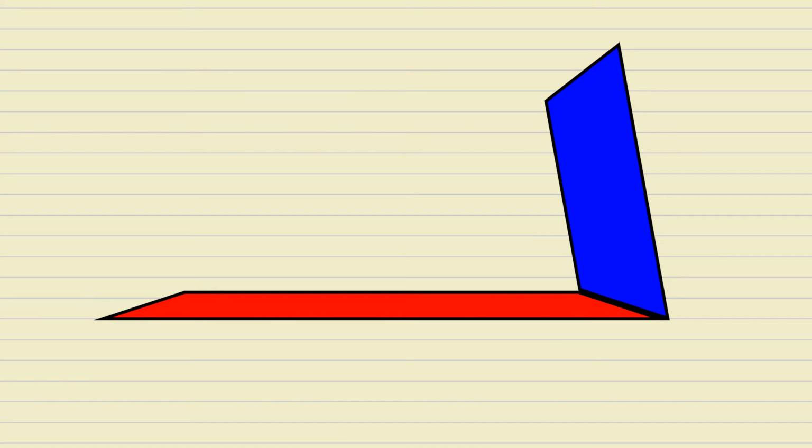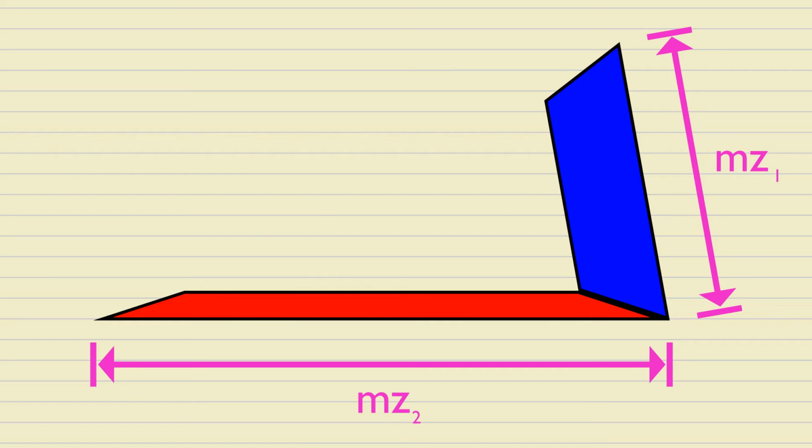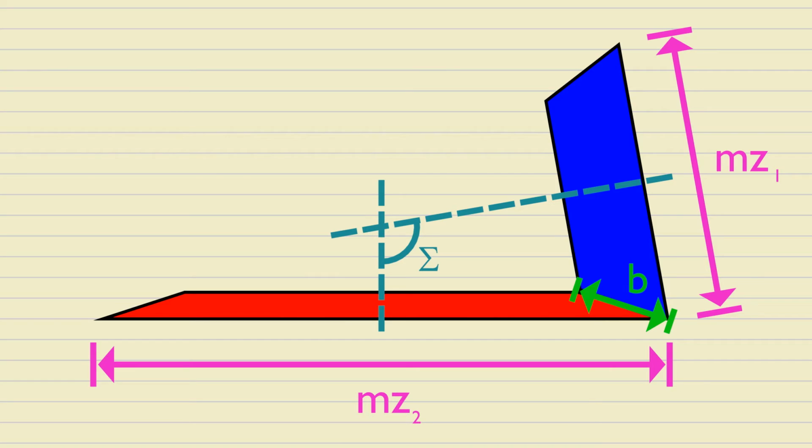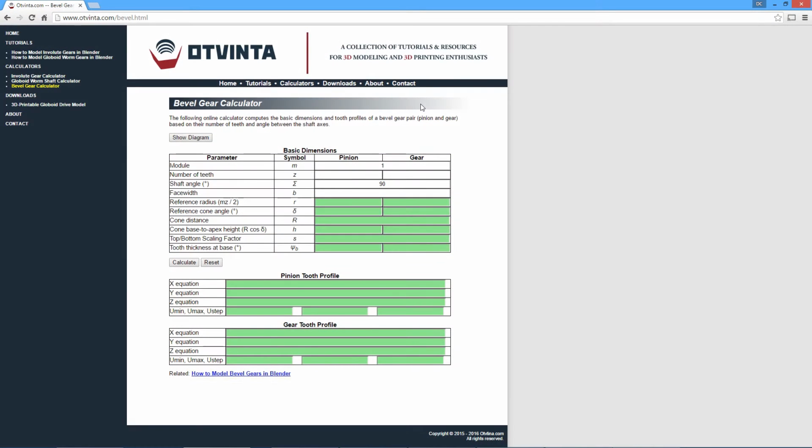A bevel gear system can be fully defined by the number of teeth in each gear, the module, shared by both gears, the angle between the shafts, and the length of the contact line of the reference cones, called face width. We have developed a free online calculator which enables you to enter the bevel gear parameters just mentioned, and obtain all other parameters necessary to model a bevel gear pair. This calculator can be found at www.vinted.com/bevel.html.